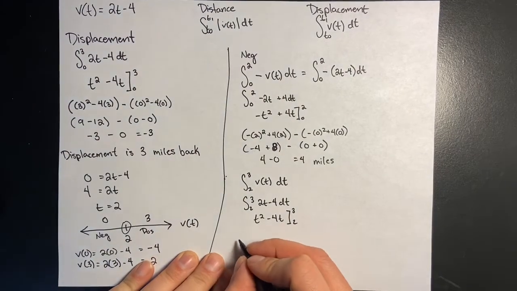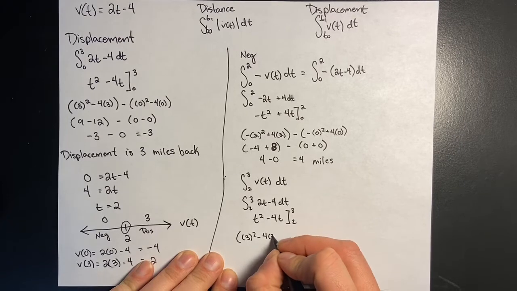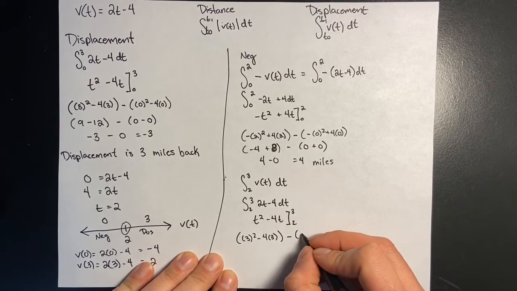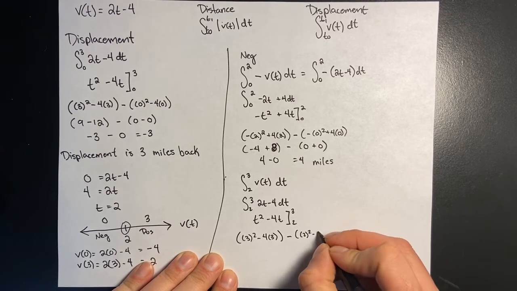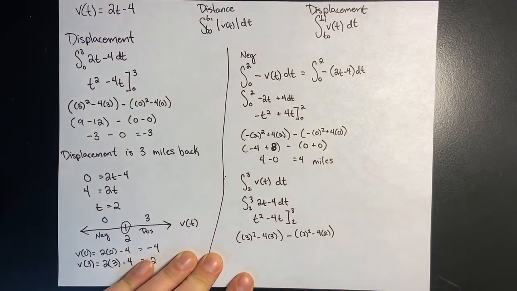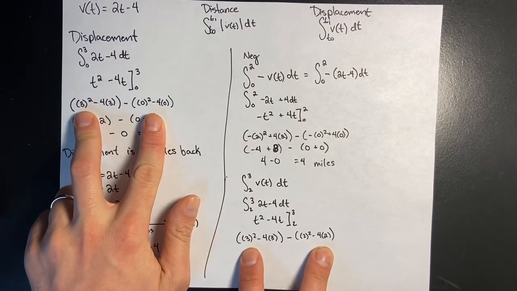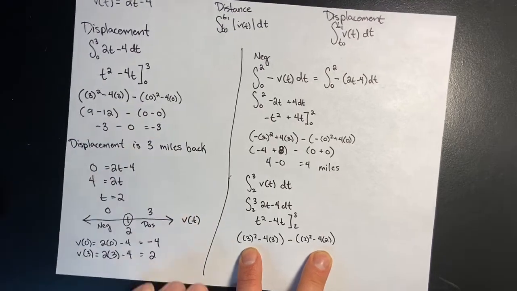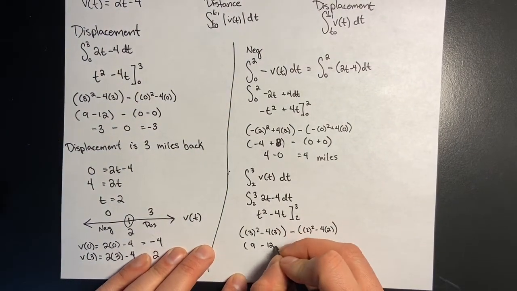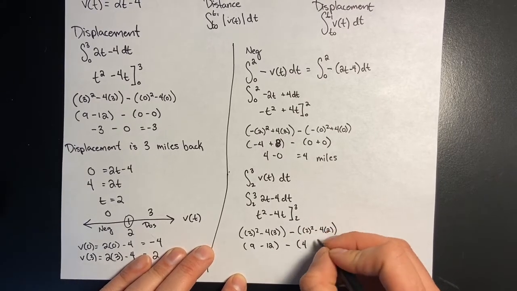So I plug things in. 3 squared minus 4 times 3, parentheses, minus 2 squared minus 4 times 2. Okay, so far it's almost the same as that, but not quite. So I know that this first guy is going to turn into 9 minus 12. Minus 2 squared, which is 4, minus 8.